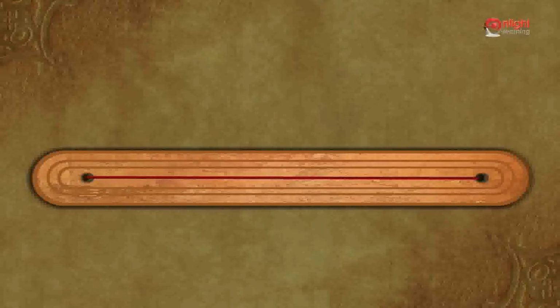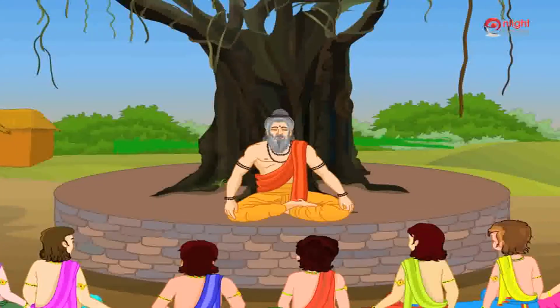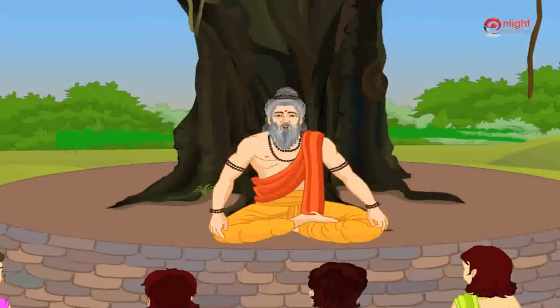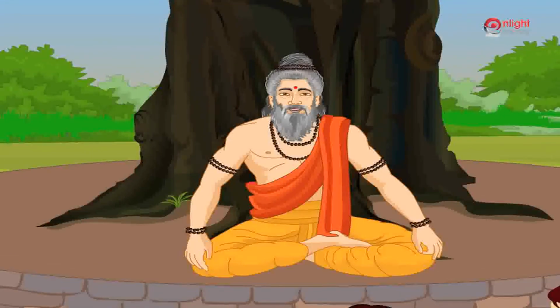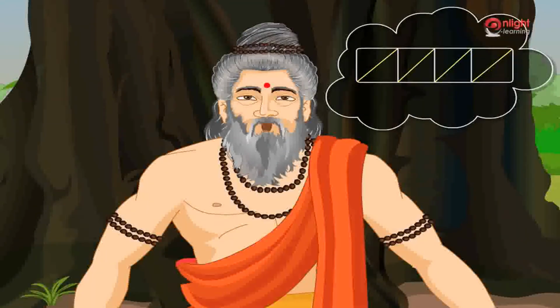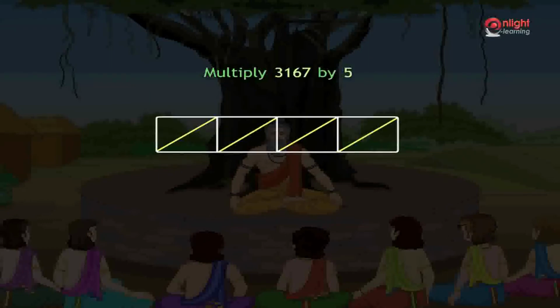Today, we shall learn about lattice method of multiplication. Children, we shall learn one more method of multiplying 4-digit number with a 1-digit number. This method is called as lattice method. The above arrangement of boxes is called as lattice. Now to multiply 3167 by 5, we have to write each digit of 3167 above each box and 5 on the left.